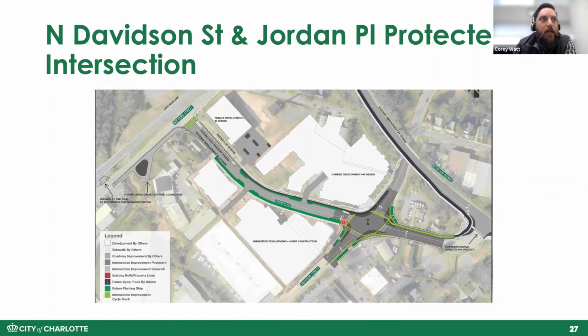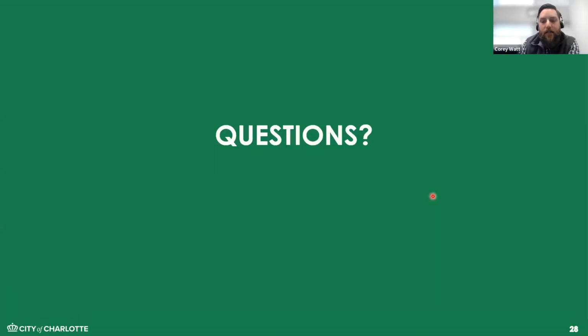We're adjusting the radii here using concrete mono islands to slow those vehicle turning speeds, and also giving your cyclists and your pedestrians a little bit more hardened buffer to sit behind as they enter a separated cycle track here to continue along the Cross Charlotte Trail. And with that, that's the last case study that I've got. I think we've got time for some questions, or if you guys had anything come through the chat there.